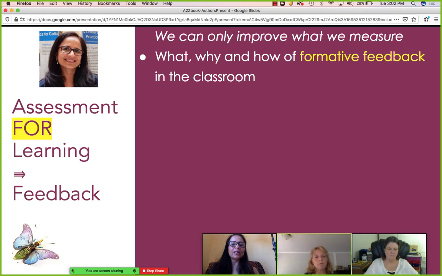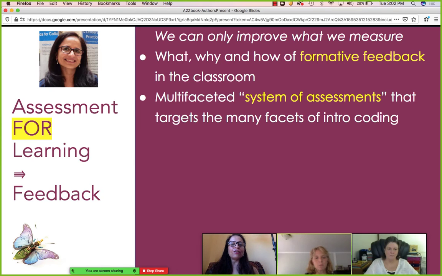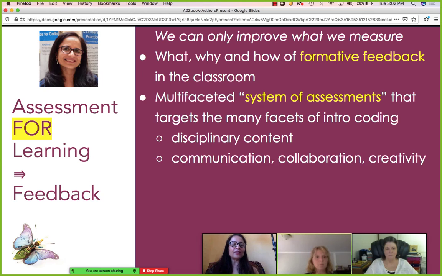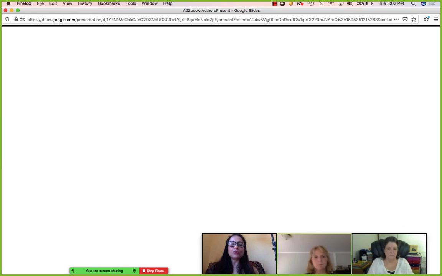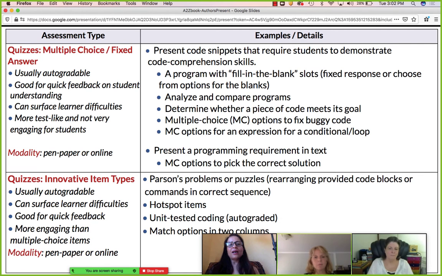in the classroom. It draws on the idea of multifaceted systems of assessment that target the many facets of introductory programming, and it shares different types of formative assessment, and it shares many different examples of formative assessment. And the two that we're going to talk about today are quizzes, which are ideal for quick feedback.